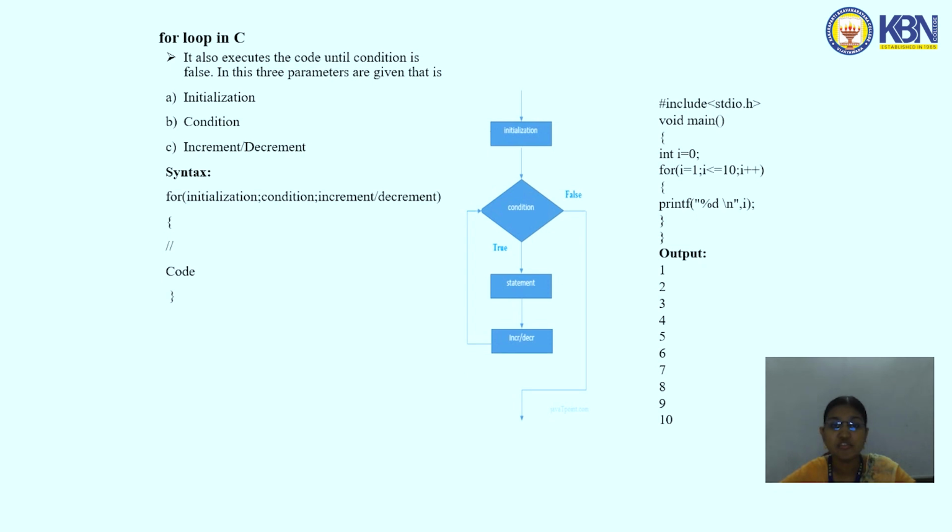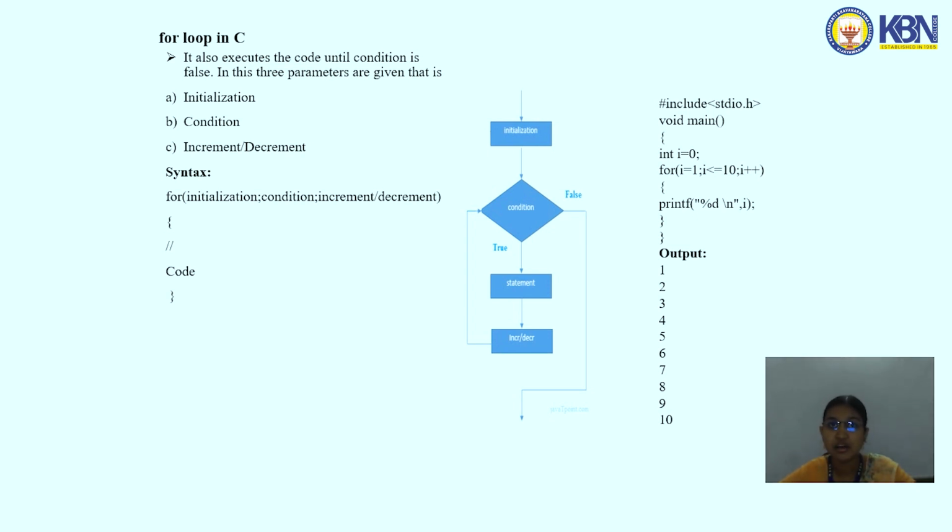Okay, let's see the flowchart. It has to initialize a value, then it has to check the condition. If the condition is true, it will enter this statement. Otherwise, if the condition becomes false, it will terminate the loop.